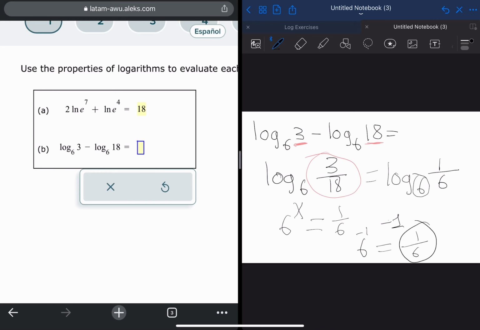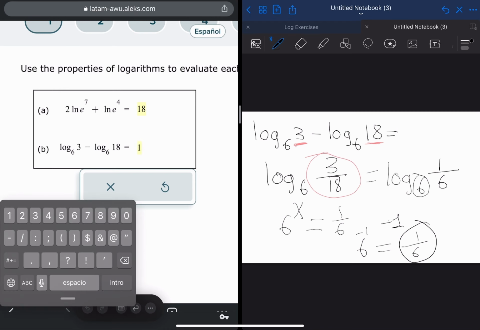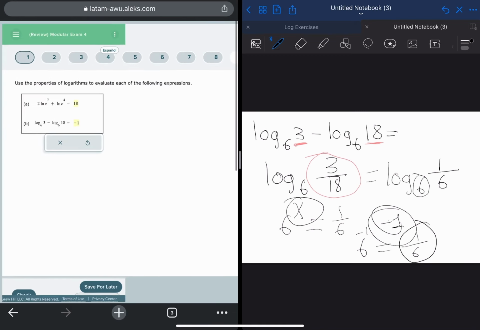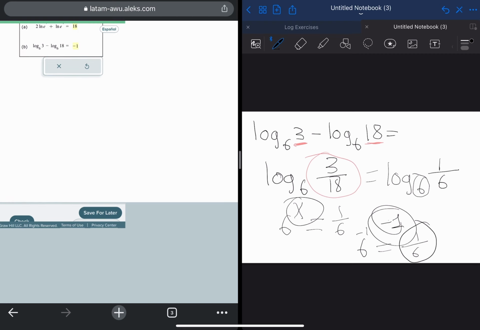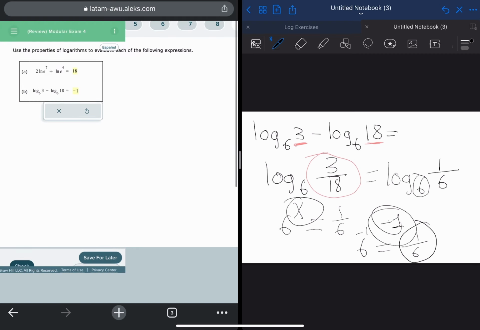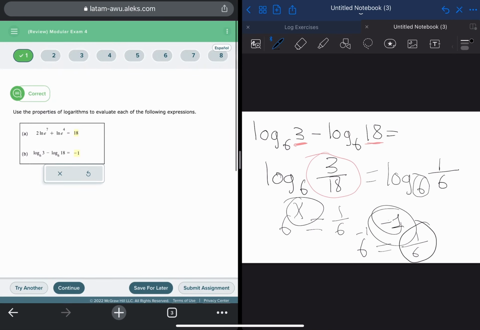So that is the answer to the second exercise. Let's write that here, 1 over... No. The answer is minus 1. The number x, which is the exponent, is number minus 1. So the answer is minus 1. Let us check that one. Here, check. Yeah, and that's correct.